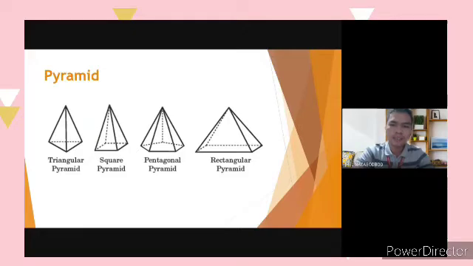We typically name a pyramid based on the shape of its polygonal base. The following are some examples. We have triangular pyramid, square pyramid, pentagonal pyramid, and rectangular pyramid.